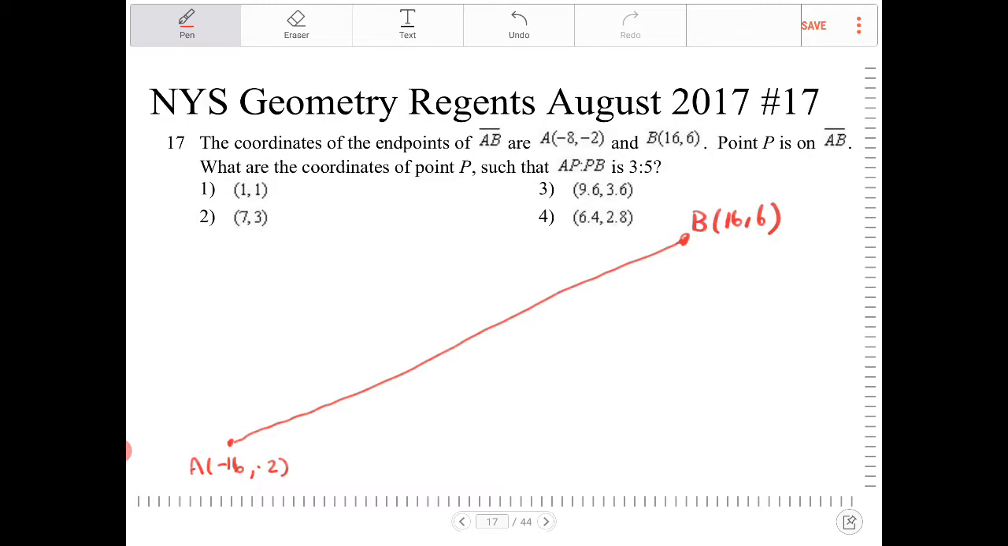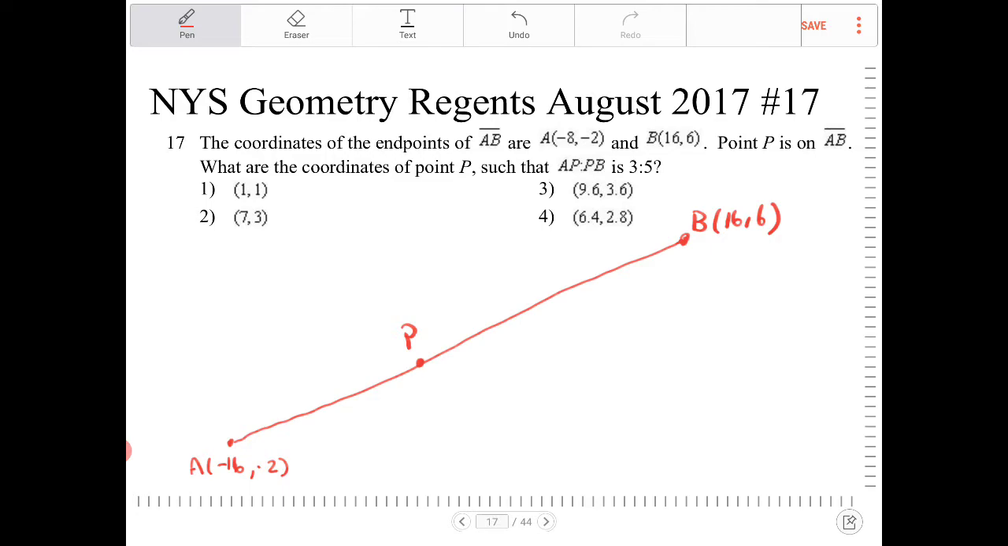So portions of 3 to 5 would imply point P will be closer towards point A than it is towards point B. If it was, let's say, a 1-to-1 ratio, then point P would be directly in the middle. Since it's 3 to 5, 3 being a smaller number than 5, point P is going to be closer towards A. So I don't know what the length of AP is, and I don't know what the length of PB is, but what I do know is they have to share a proportion of 3 to 5.